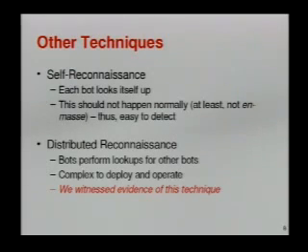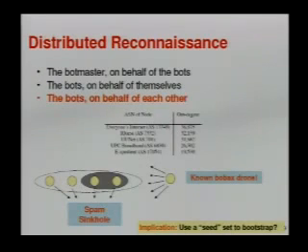This third approach, when we started this work, we thought was probably something that, as these guys get more clever and as this heuristic gets published, the botmasters will move on to: distributed reconnaissance, where you distribute the workload and have bots look up other bots in the same botnet and other botnets, etc. And very surprisingly, we actually witnessed evidence of this. We were really surprised to see this. Let me show you what we saw here.